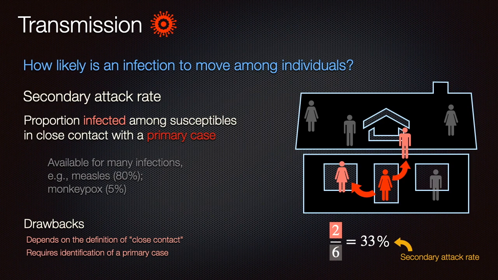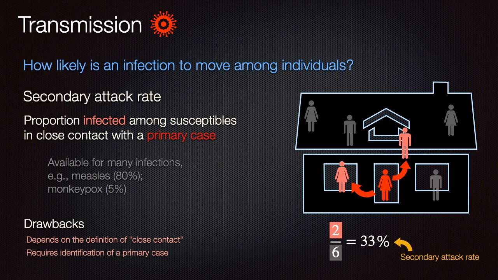We can also calculate a number called secondary attack rate. This is the proportion of infected individuals among susceptible individuals in close contact with a primary case. So, for example, if we have a household in which one person of the household becomes infected, we can calculate how many other individuals in that household that are susceptible to the infection are likely to be infected.